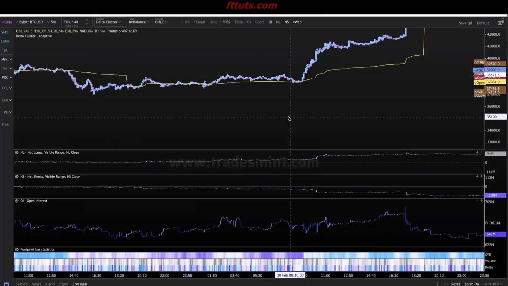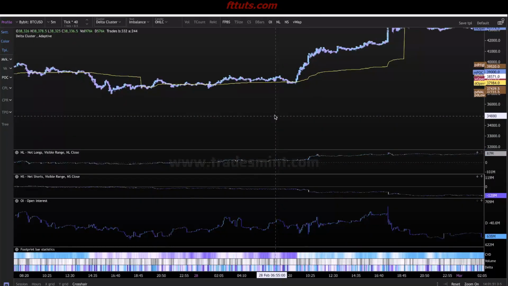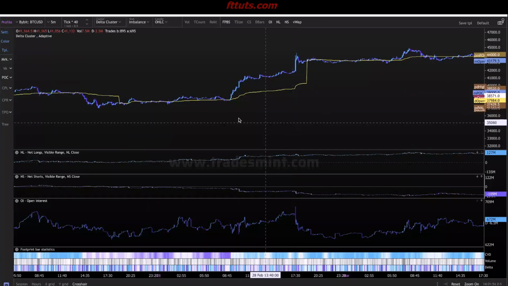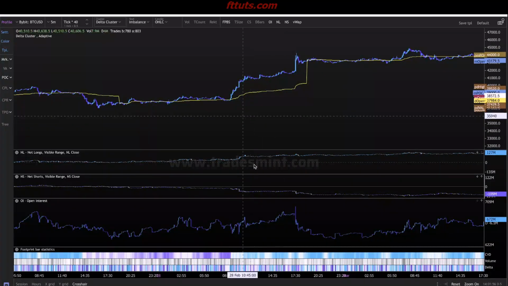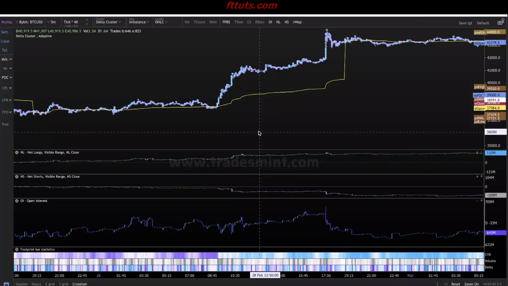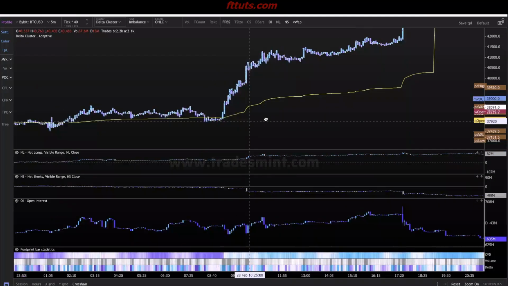Okay, so look at this here. This is the uptrend from February 28th. Look at the open interest coming higher and higher and higher over time. And we can see that it's a very, very clear uptrend as the price is getting higher.